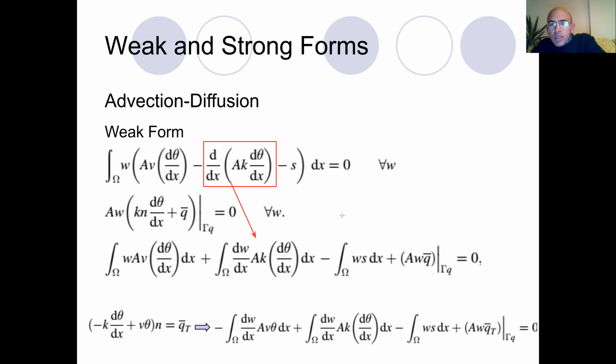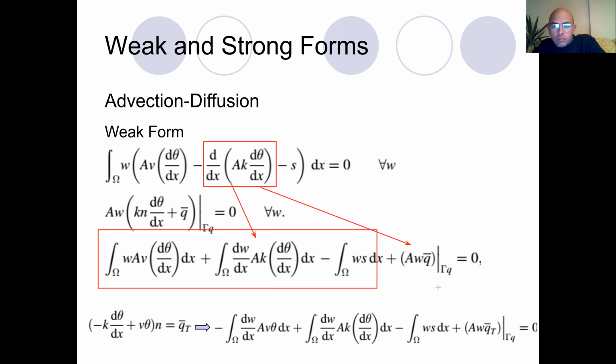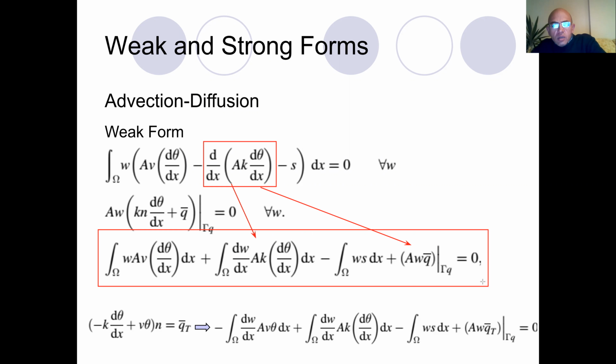And then I have the flux boundary conditions, since W is 0 on the prescribed boundaries. So this is the weak form of the advection diffusion equation. So this is the weak form.